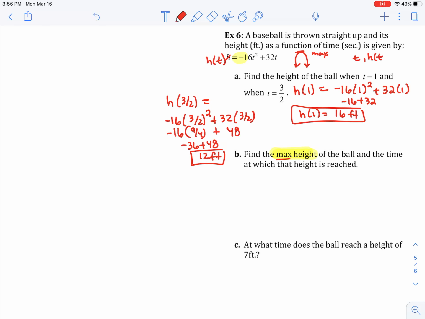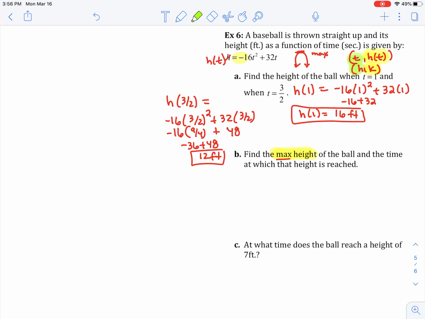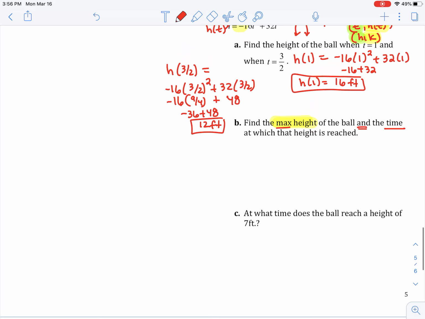And on our equation, we're plugging in t's, we're getting out h(t)'s, we're getting out heights. And (h, k) is just a special x-y point. So if we want to know the max height, then we should be looking at k. If we want to know the time, then we should be looking at h. And we actually want to know both. We're trying to figure out the max height and the time at which that height is reached. So let's first solve for time.